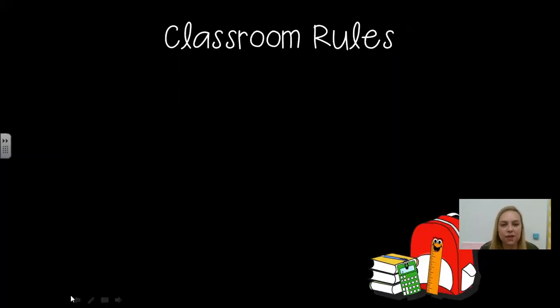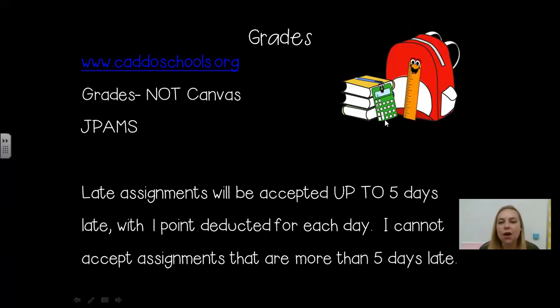Next thing, went too fast through that one, grades. All of their grades come from JPAMS, not from Canvas. So some of the things in Canvas that may have a grade or a point value assigned to them, that's not where their grades come from. All of their grades are from JPAMS. So if you are not familiar with how to get onto JPAMS and check your students' grades, if you go to catoschools.org and click on parents, there is a student progress portal. And I believe that Ms. Stokely has also recorded a Zoom video to show you step-by-step how to get in there and how to check their grades.